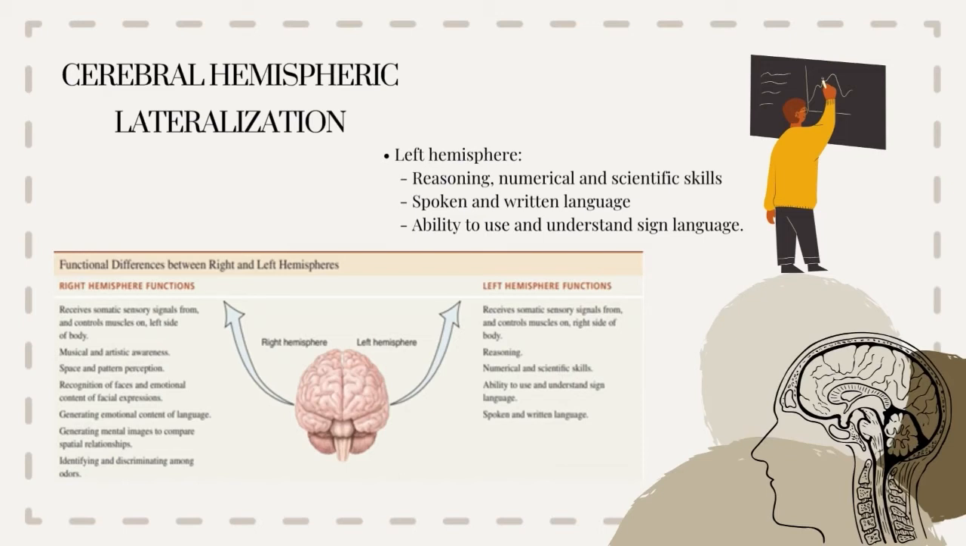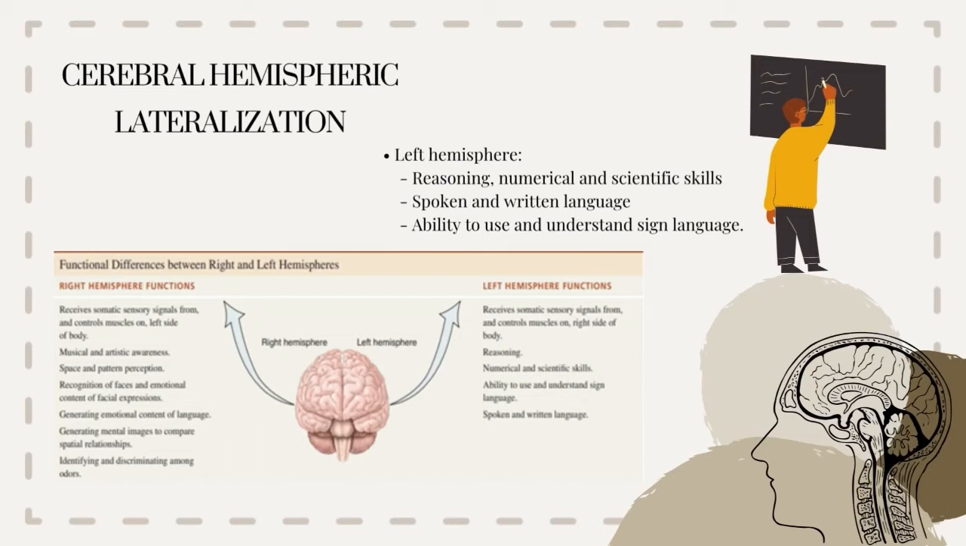So physiological differences also exist, although the two hemispheres share performance of many functions. Each hemisphere also specializes in performing certain unique functions. This functional asymmetry is termed hemispheric lateralization. The left hemisphere is mainly for reasoning, numerical and scientific skills, spoken and written language, and the ability to use and understand sign language.